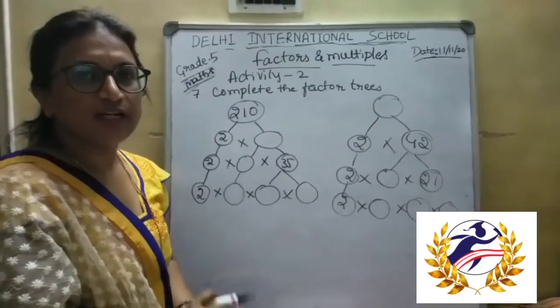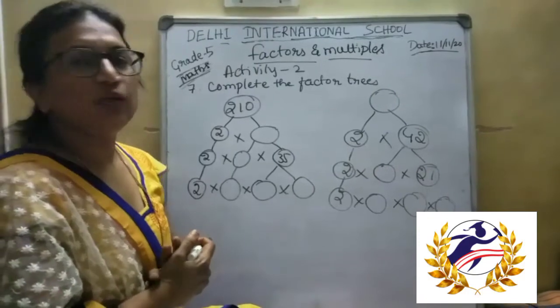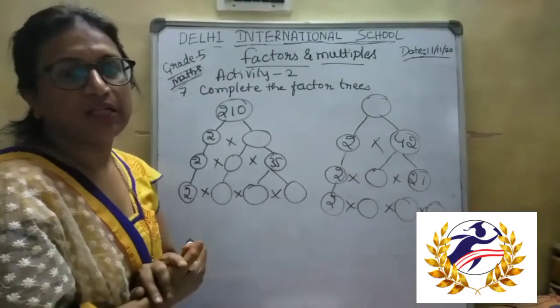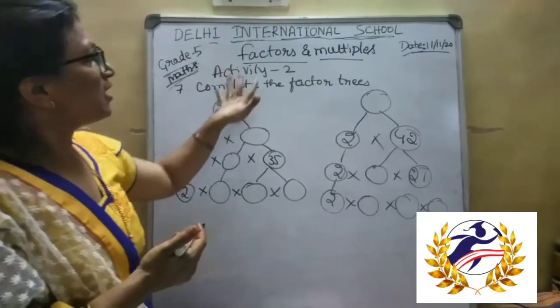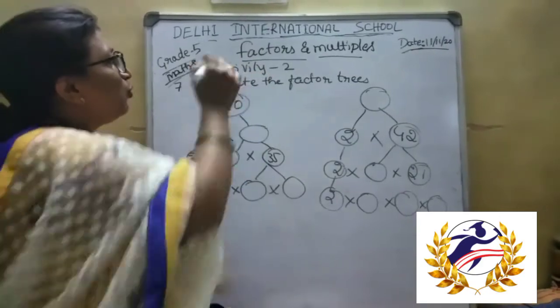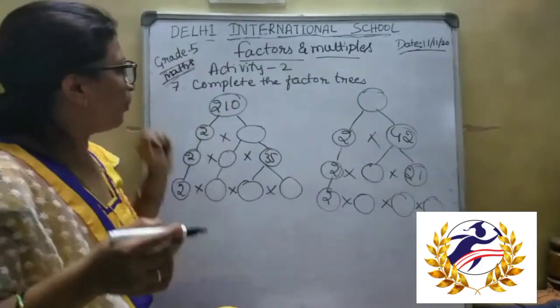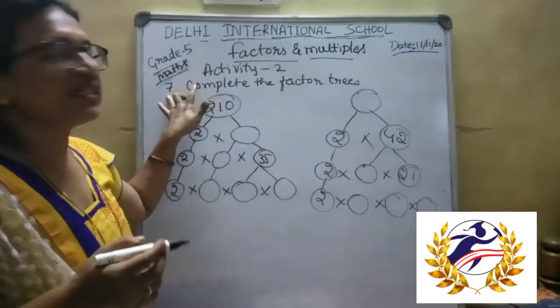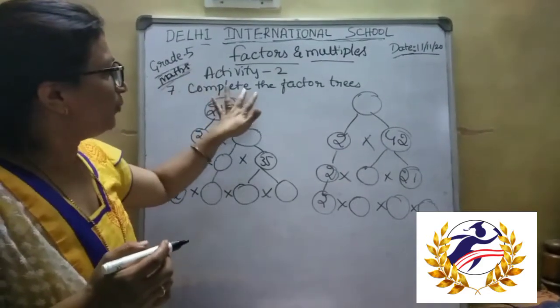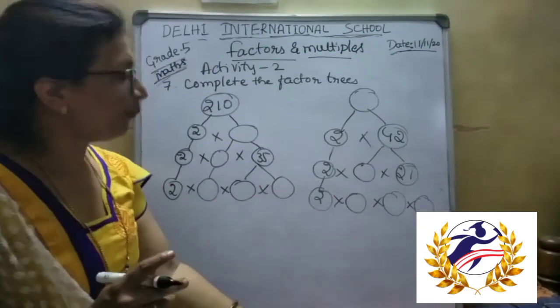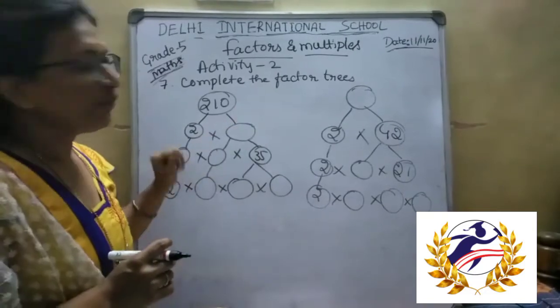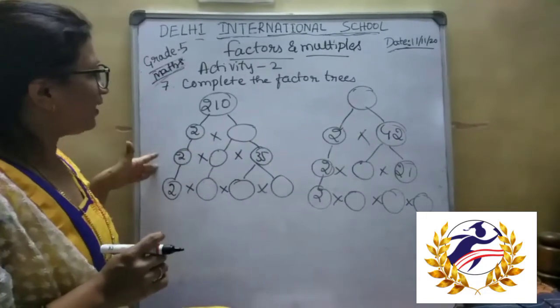Good morning, dear students. Today we will continue the chapter factors and multiples. In the last class we have done Activity 2 up to the 6th main. Today we will continue with the 7th main. The 7th main is: complete the factor trees.